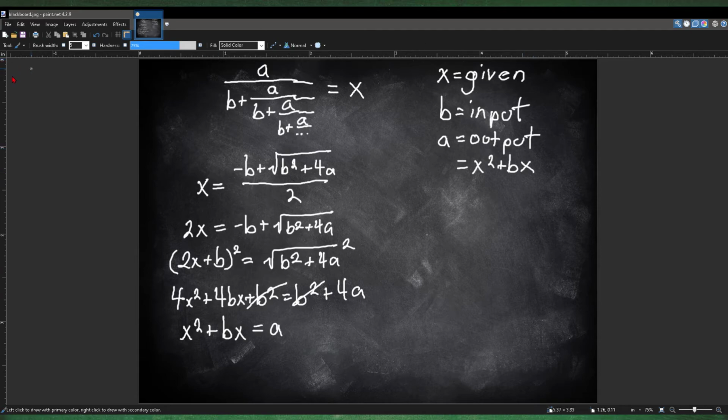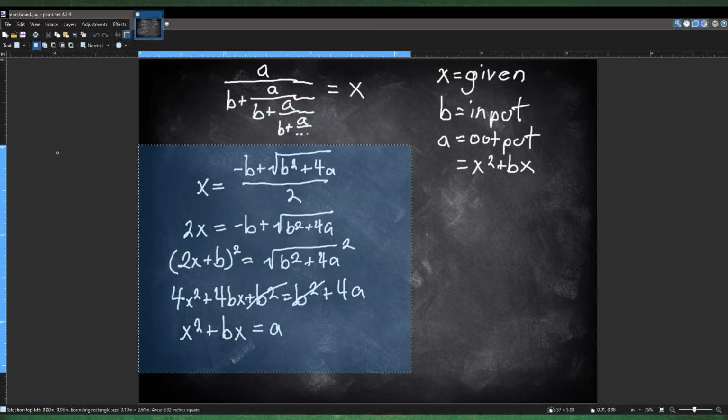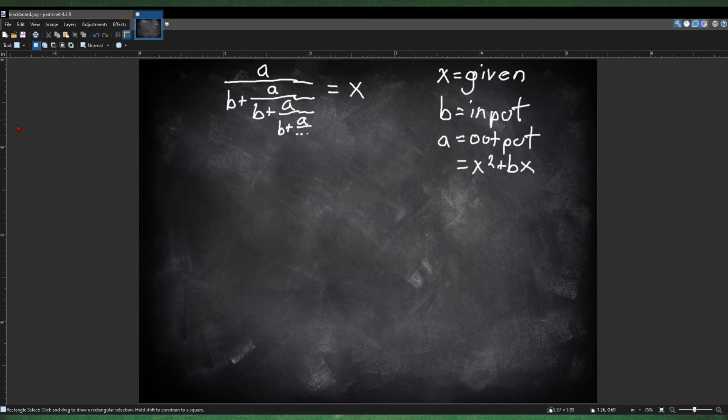Okay, so let's try an example with the number 5, right? So let's say we want to convert 5 to an infinite fraction. So x is going to be equal to 5 because that's what our given is. And now we're just going to choose a b. So we could choose any number, even a number that's bigger than 5. So let's choose something like, let's say, 7.